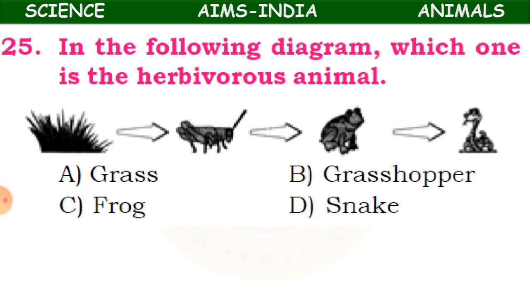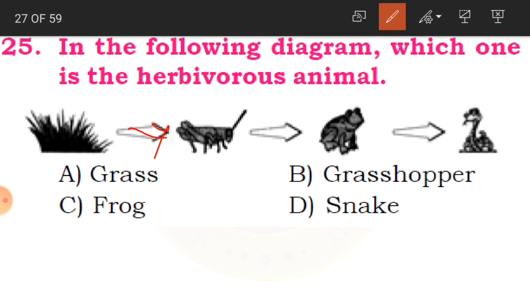Now, in the following diagram, which one is the herbivorous animal? What is herbivorous, children? Only plant eating animal. If you see here, you have got grass and then a grasshopper. Grass is eaten by the grasshopper here. Then this grasshopper is eaten by the frog. And this frog is eaten by the snake. So then which is the herbivorous animal? Either A, B, C or D. Yes, children?